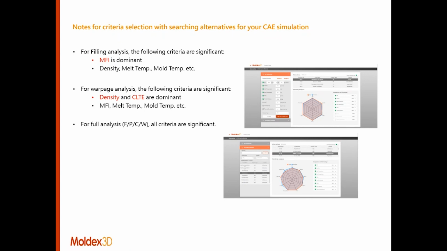Again, what's the criteria for selecting the material, the alternate materials? For filling, MFI is important. Density, melt temperature, mold temperature, these are important criteria. So you must have these, at least these 3 or 4, if you're looking for the filling analysis results only. If you're looking for warpage, additionally, you want your density and CLTE as well. And if you're running for a full analysis, then the more material properties you have listed, the better results you will get.